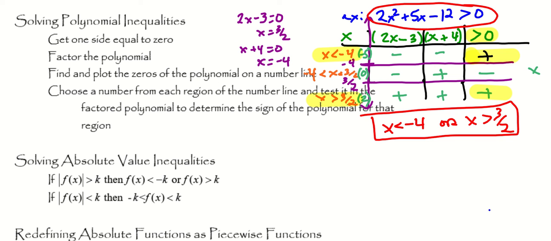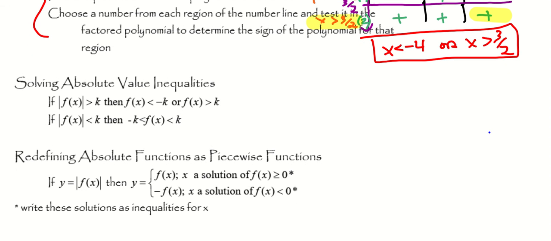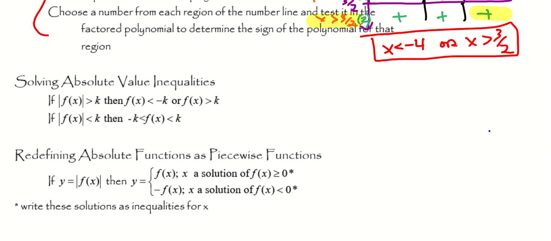Okay, so that's solving polynomial inequalities, which is summarized in our steps here. Let's look at solving absolute value inequalities. So for here, I'm going to take as an example the absolute value of 3x minus 5 is greater than 7.